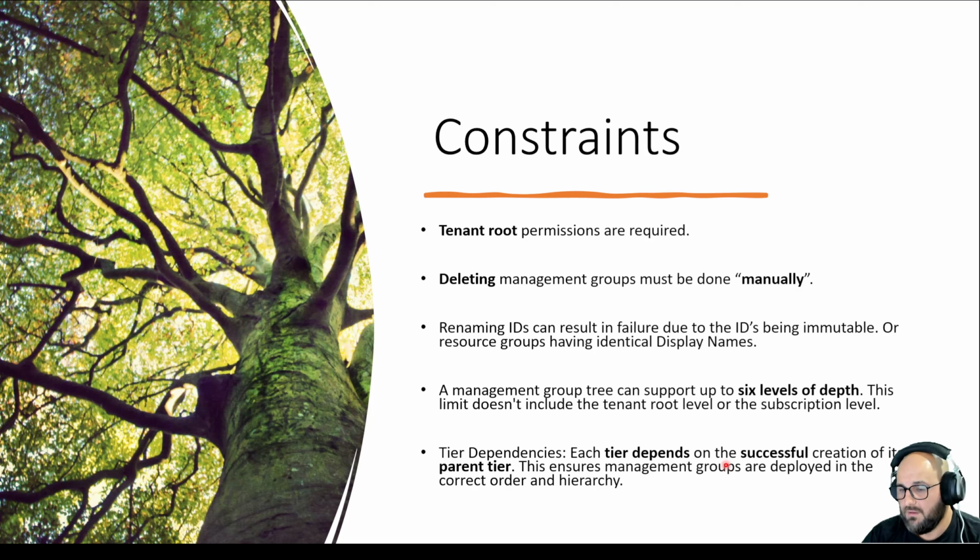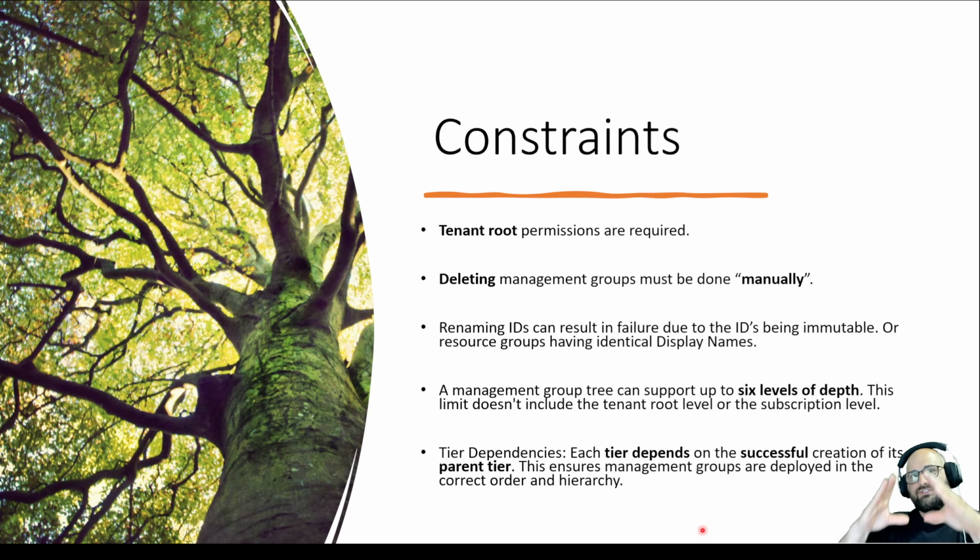So next, the other constraints are: the management group tree can support up to 6 levels. We talked about that. That's the maximum, the limit from Microsoft. It's hard set. You cannot pass 6 levels. But again, most organizations should never need more than 6. If they do, it's going to be a very unique case, or the management group has not been set up efficiently. Final constraint is the tier dependencies.